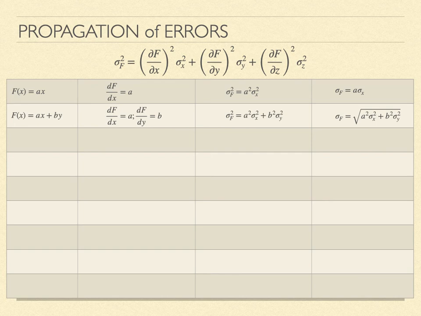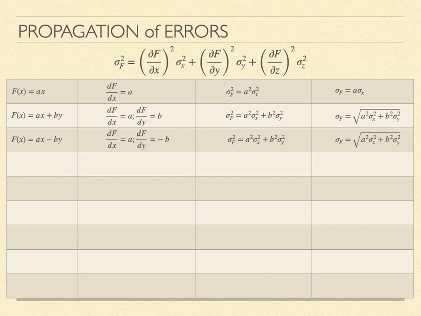If this is addition, then what about subtraction? Take the difference of two variables, a times x and b times y. The partial derivatives are just the coefficients a and minus b. The variance is the sum of the scaled variances. The standard deviation is the square root of that same equation again.